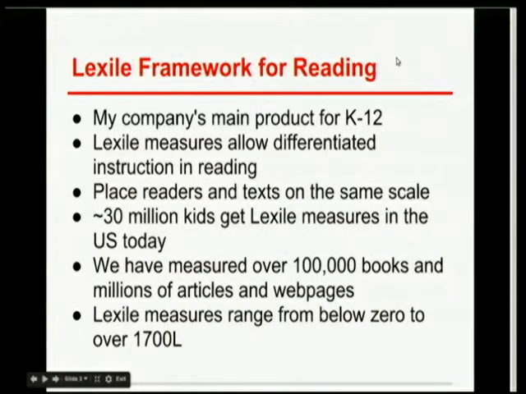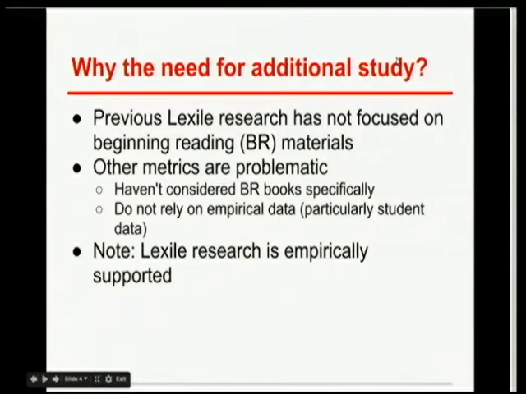So a little bit of background. My company, Metametrics, its main product is the Lexile framework for reading, which allows for differentiated instruction in reading by placing readers and text on the same scale, the Lexile scale. We find that when readers are matched with materials that are appropriate for their reading ability, learning improves. So it's pretty big. 30 million kids in the U.S. get Lexile measures. And we've measured over 100,000 books and a bunch of web pages and stuff. Just to give you an idea of the scale, they range from below 0 to over 1,700 for highly technical materials.